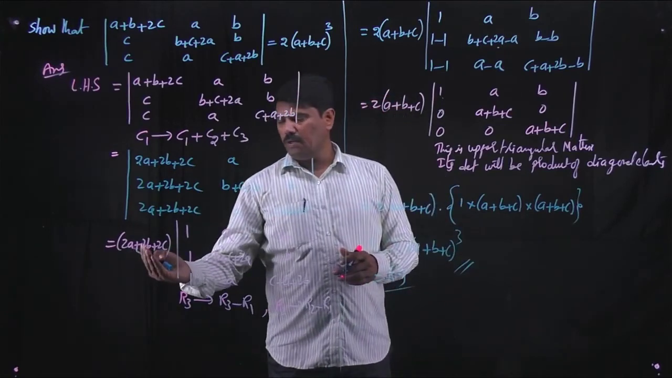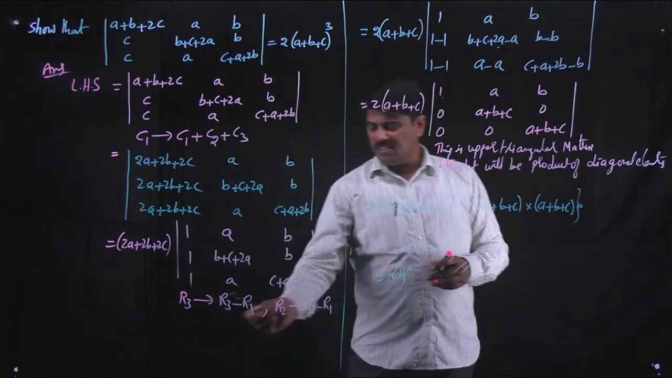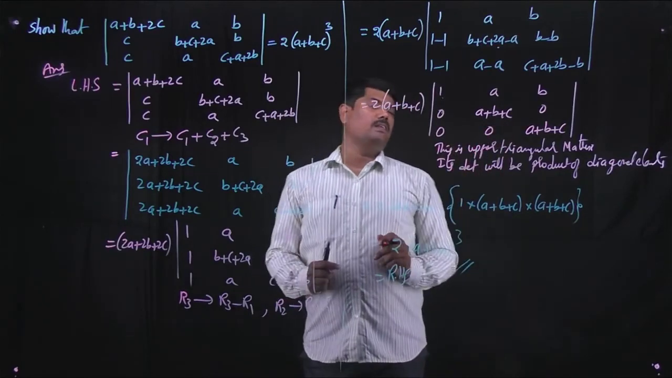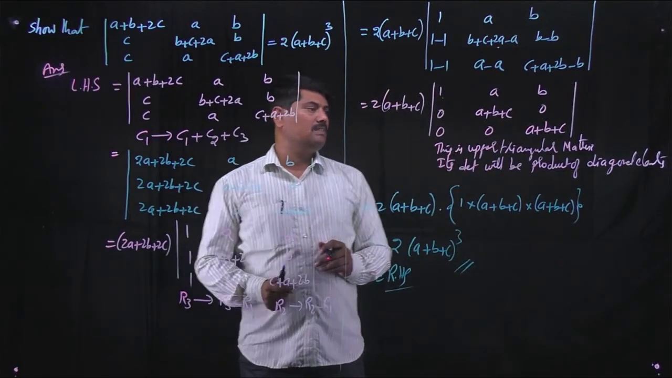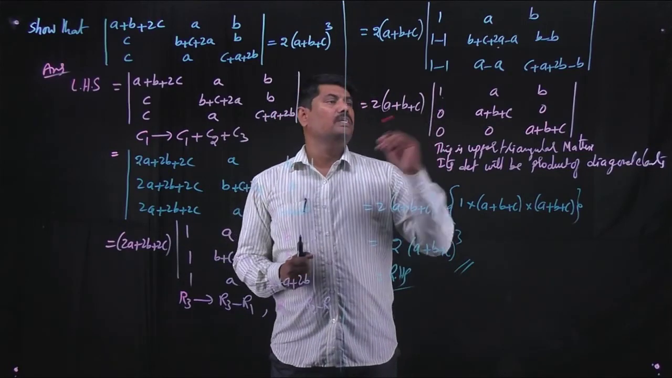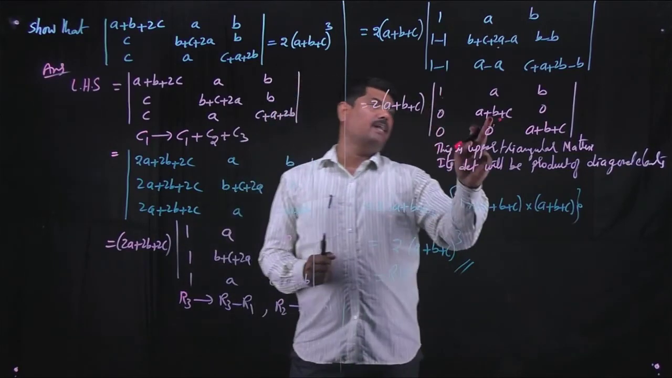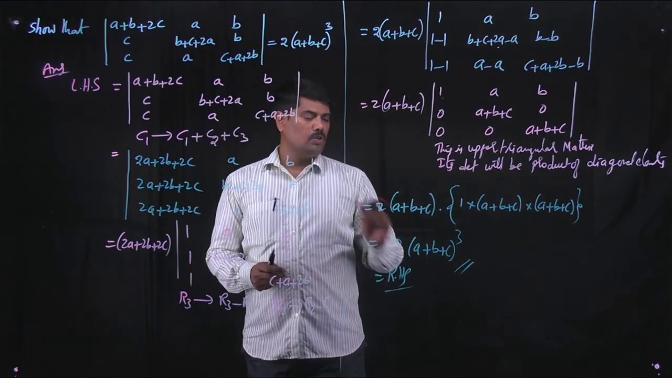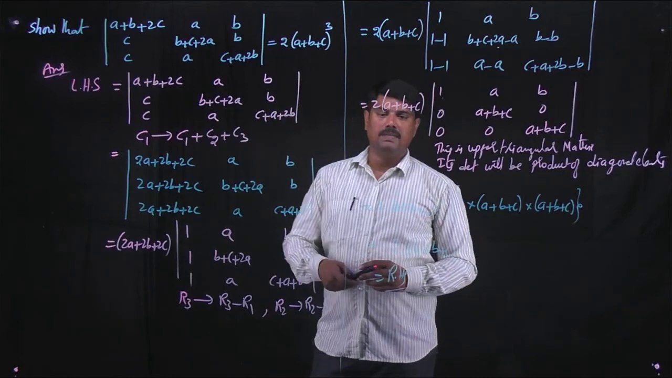Separating 2a plus 2b plus 2c, and later doing these two general applications, you will come to the stage where the determinant of the matrix looks like an upper triangular matrix. So its determinant will be the product of the diagonal elements, 1 into a plus b plus c into a plus b plus c. So you will get the answer 2 of a plus b plus c whole cube.